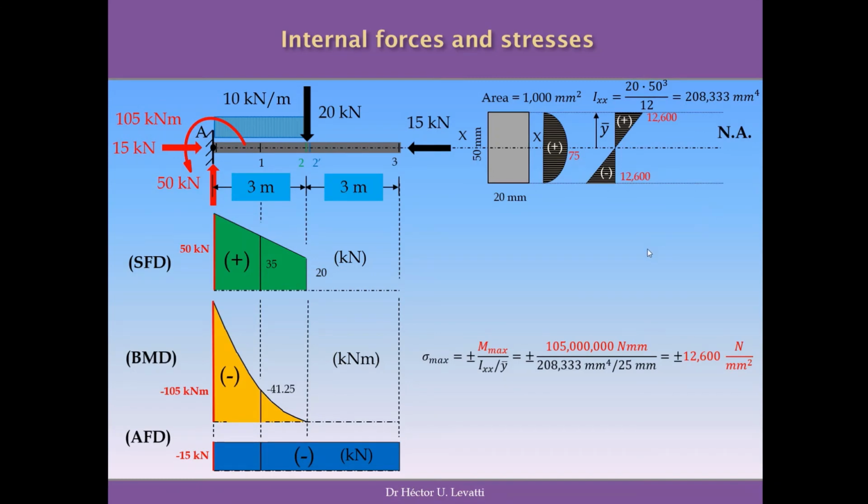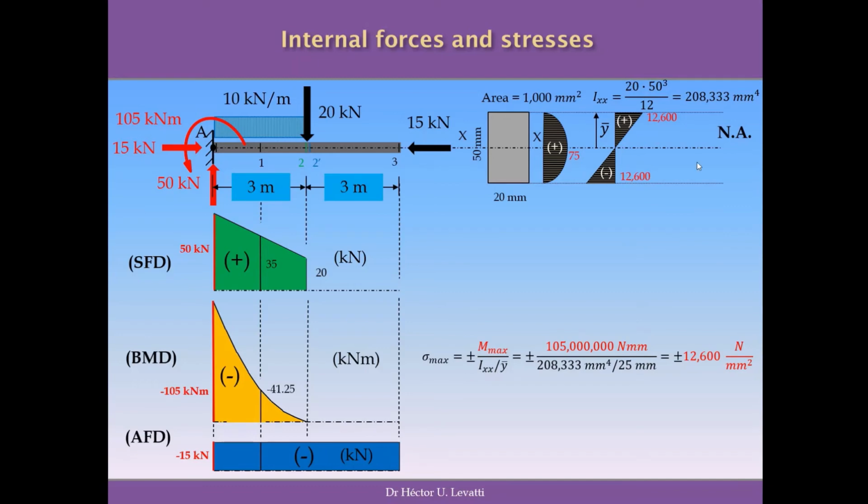In order to calculate the bending stresses for this cantilever beam, we need to apply the formula you can see on the screen. So in the first place, because we are looking for the maximum bending stresses, we are going to feed this formula with the maximum moment. You can see in the bending moment diagram that the maximum moment is 105 kilonewton meters. So transforming this moment into newton millimeters, we have 105 million newton millimeters.